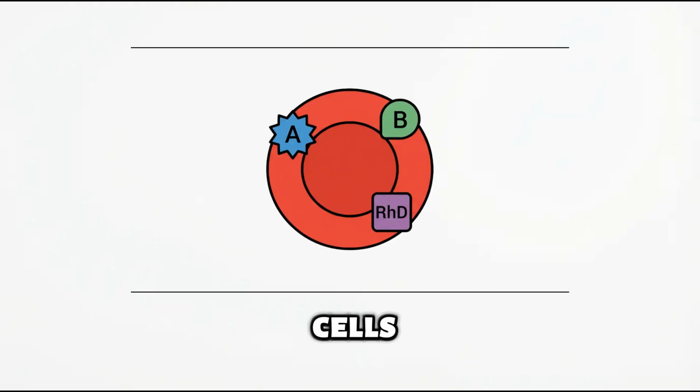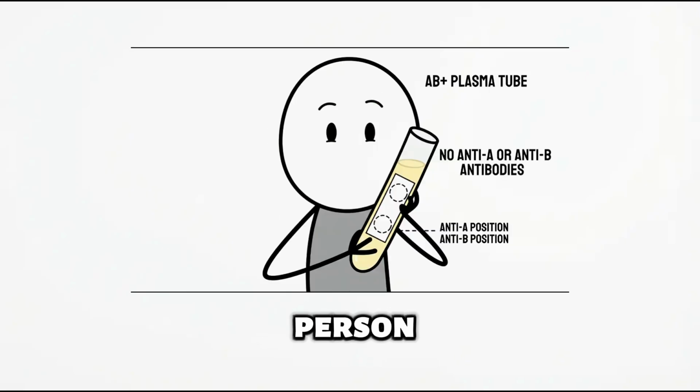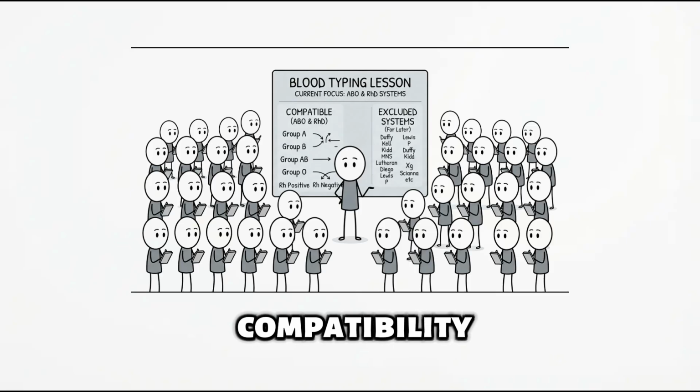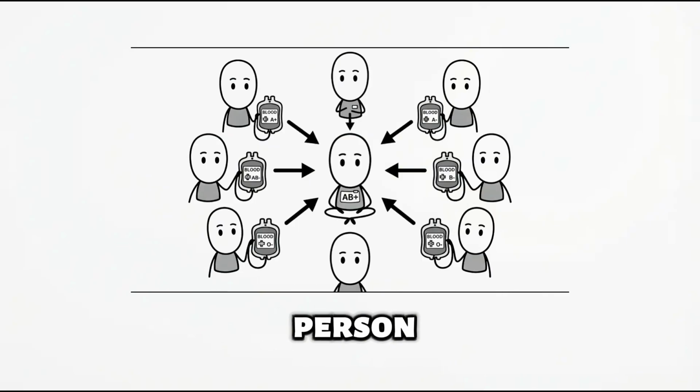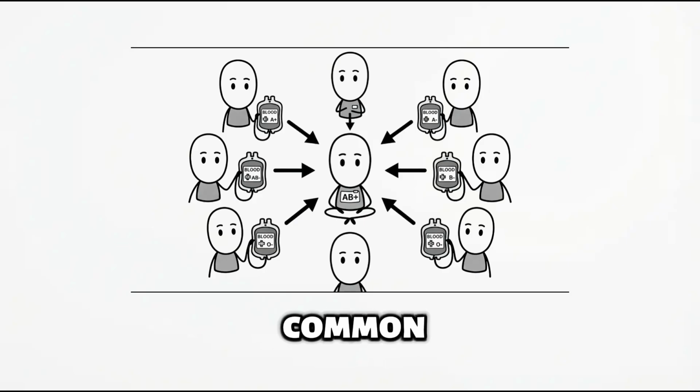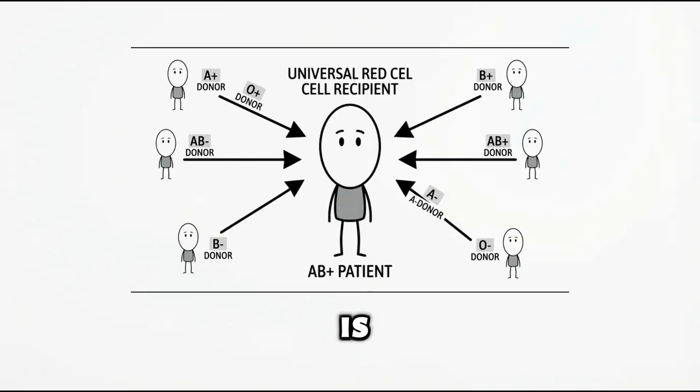AB+ red blood cells carry the A antigen, the B antigen, and the RHD antigen. The plasma of a person with AB blood usually contains neither anti-A nor anti-B antibodies. Therefore, when only ABO and RHD red blood cell compatibility is considered, a person with AB plus blood can receive red blood cells from all 8 common blood types. This is why AB plus is often called the universal red blood cell recipient.